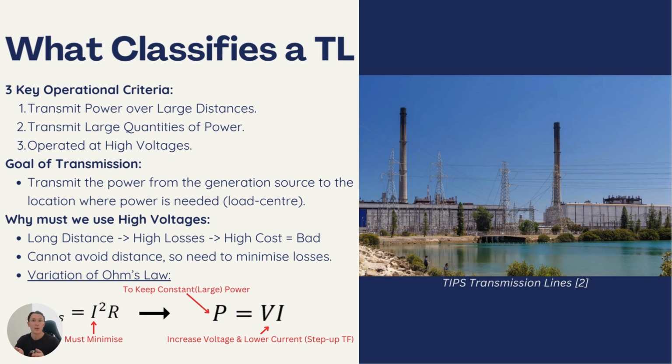So the purpose or kind of core goal of transmission is being able to transmit power long distances from the place of power generation to the load centers. So things such as capital cities and things like that, where we don't always have those big generators right next to them. So in order to get them power, we have to transmit power that long distance, which is exactly where transmission comes in. And now you may be thinking, why must we use high voltages?